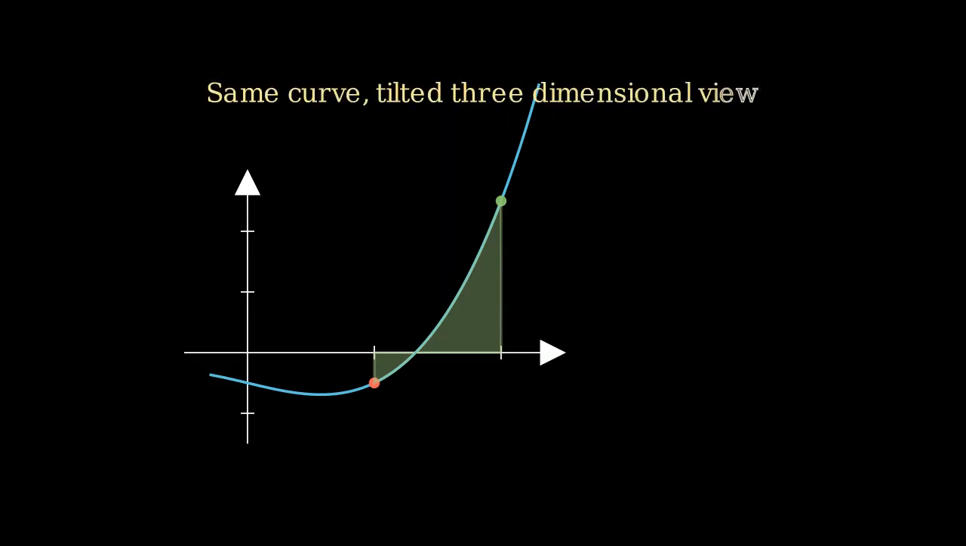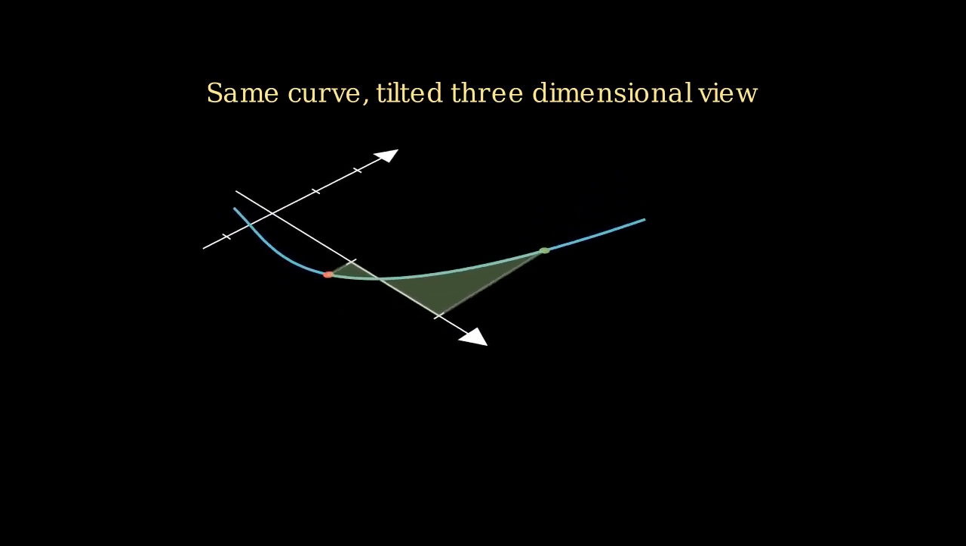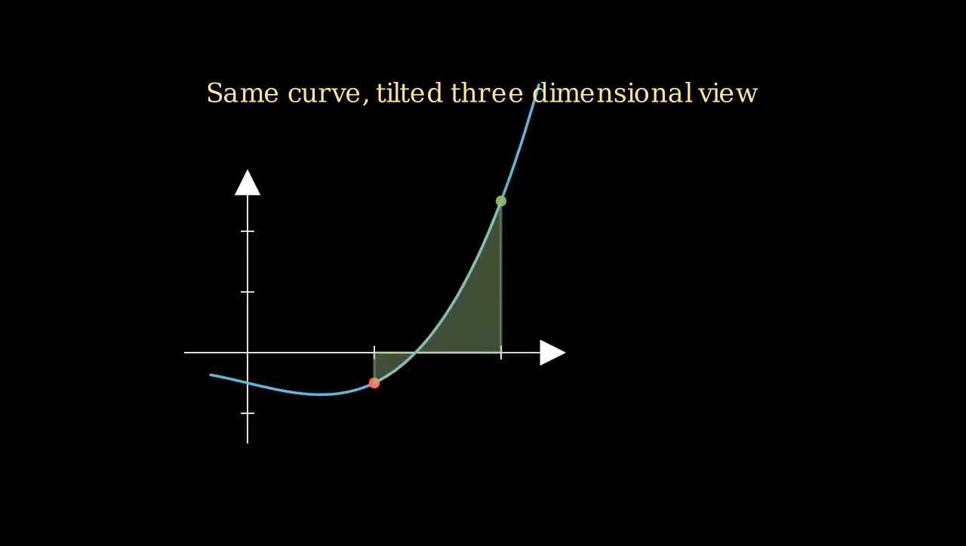Now let's view that same curve and shaded interval from a tilted three-dimensional angle just to see the shape of the crossing more clearly, before we go back to the flat view to work in.